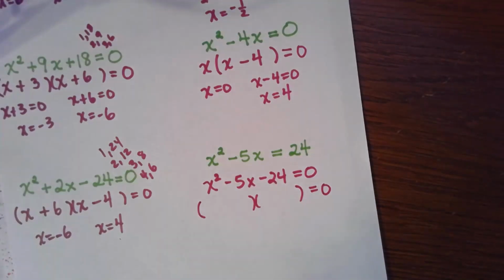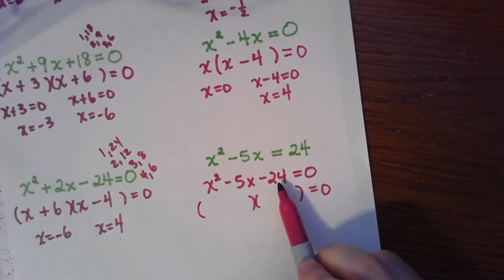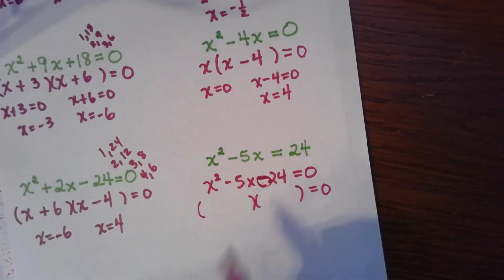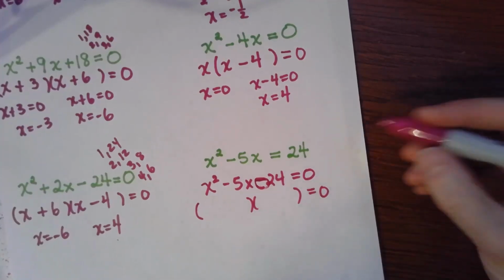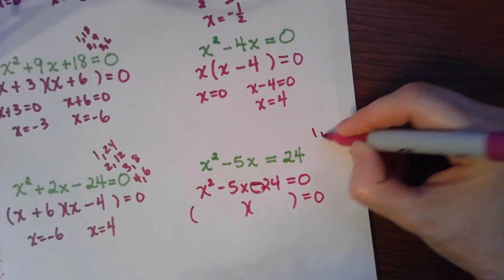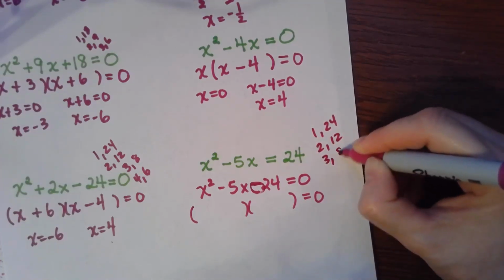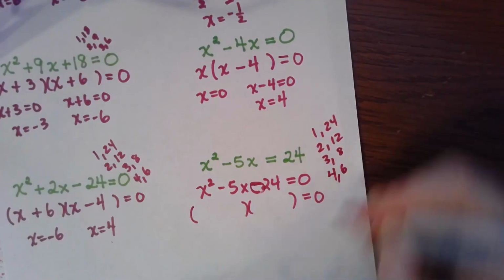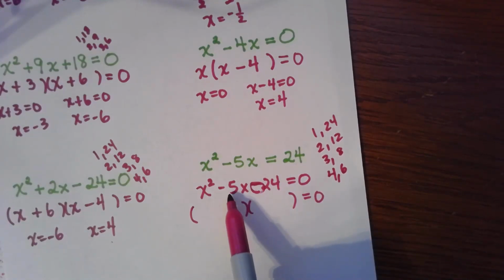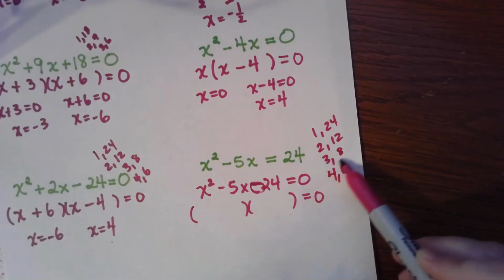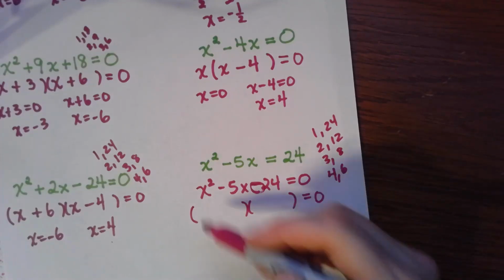Okay, so what numbers can multiply to 24? Okay, and because this is a negative, they would have to subtract to be a negative 5. So let's think about the factors of 24. That would be like 1 and 24, 2 and 12, 3 and 8, 4 and 6. So which of those, when subtracted, could we get a negative 5? Okay, well, hopefully it's pretty clear that that would be 3 and 8.